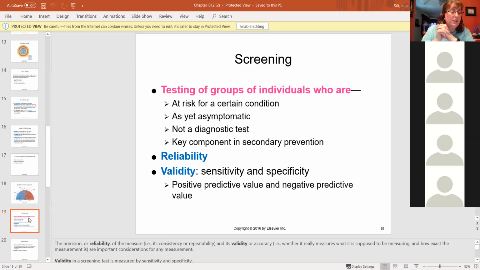The positive predictive value is the proportion of persons with a positive test who actually have the disease, interpreted as the probability that an individual with a positive test has the disease. The negative predictive value is the proportion of persons with negative tests who actually are disease-free.